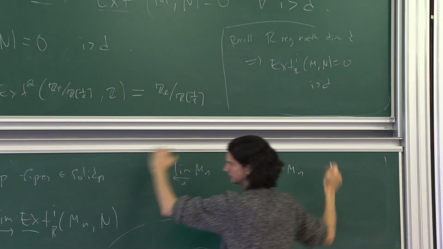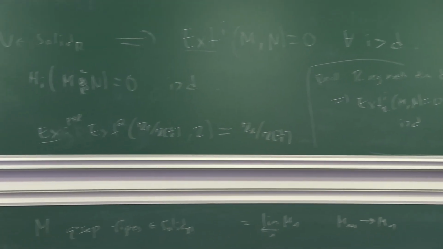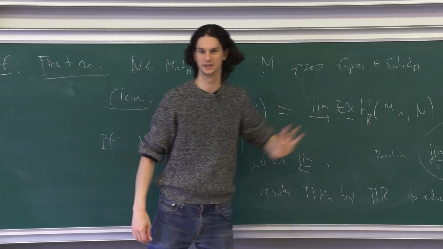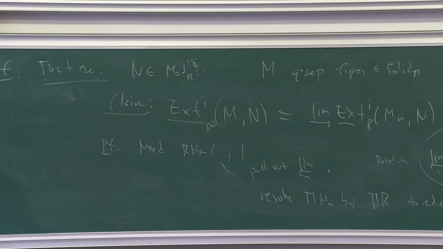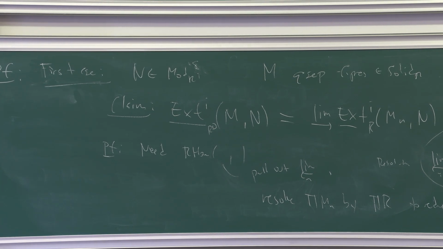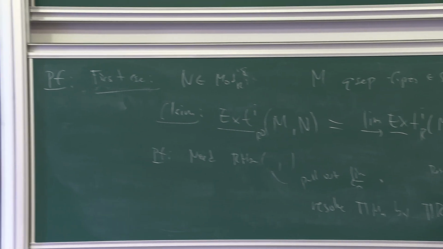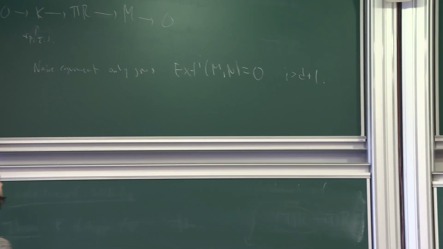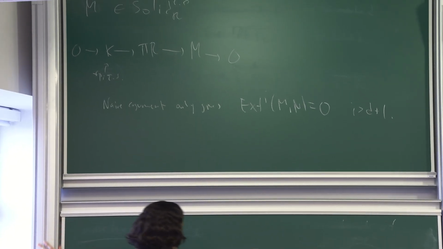So the question now for quasi-separated things in the solid context reduces to the classical question in discrete commutative algebra. And that's where we use regularity. So we're going to do a less naive argument. We're going to continue the resolution one more step.